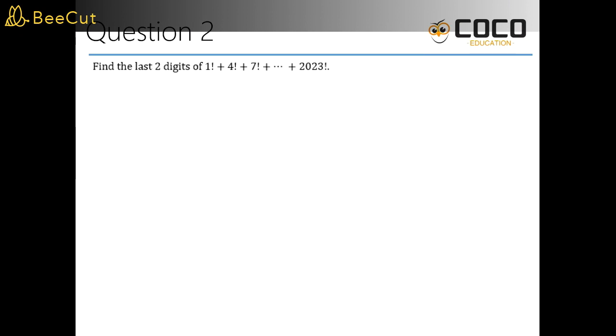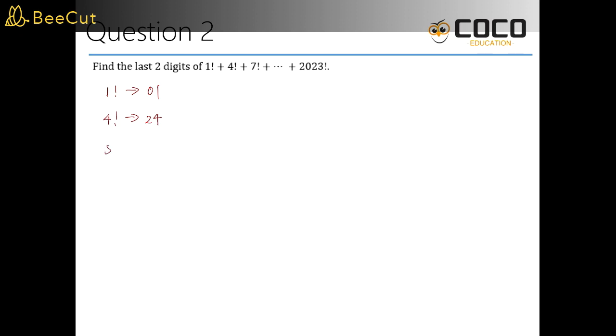Question 2, find the last two digits of these factorials. So 1 factorial is just 1, and the last two digits is 0, 1. Then for 4 factorial, this is 1 times 2 times 3 times 4, so equals 24. The last two digits is 24.